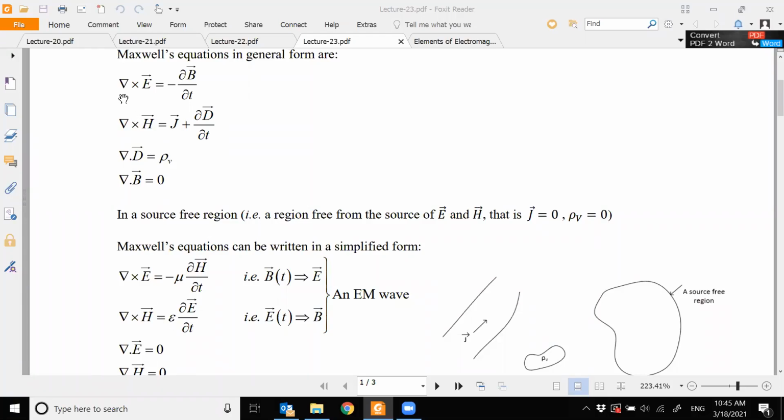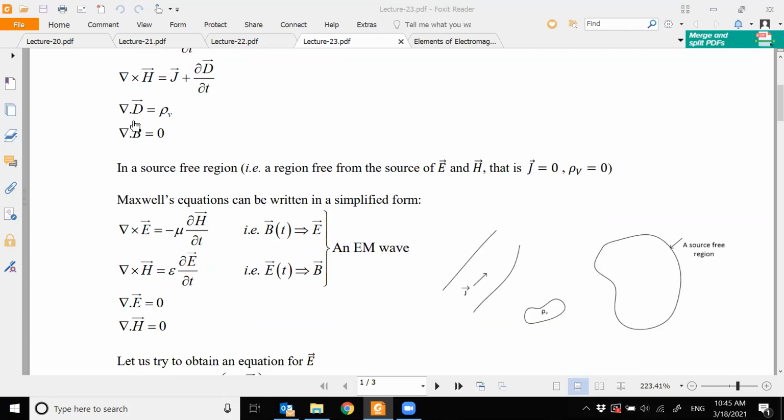So I write del cross E is minus, instead of ∂B/∂t, minus μ ∂H/∂t, since I write B as μH and take μ out. Here J is 0, and for ∂D/∂t, I write D as εE, and therefore I get del cross H is ε ∂E/∂t. So I'm writing Maxwell's equations in terms of electric field intensity E and magnetic field intensity H.